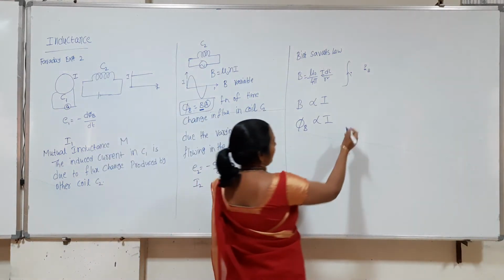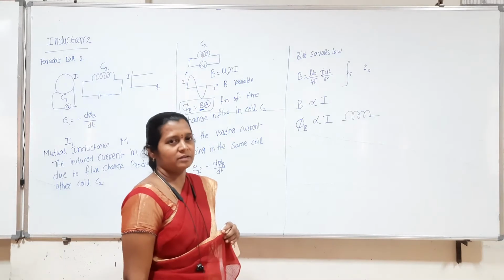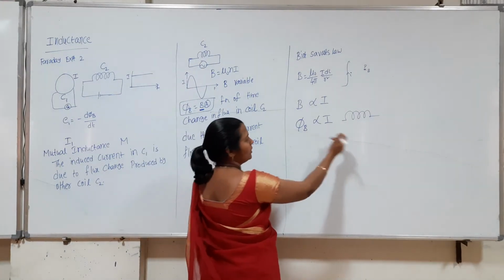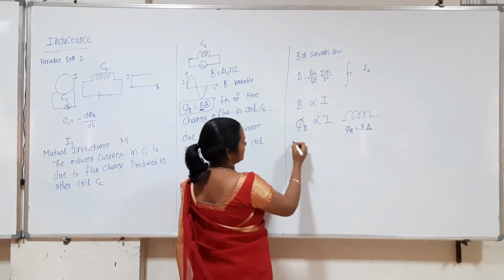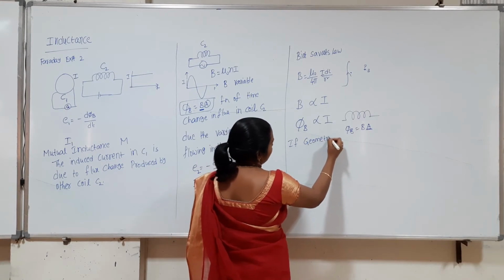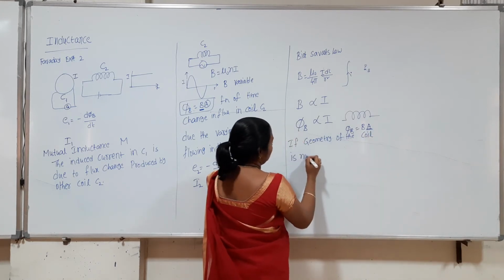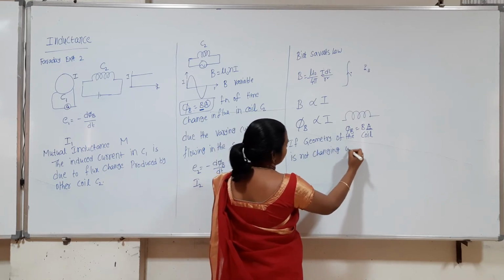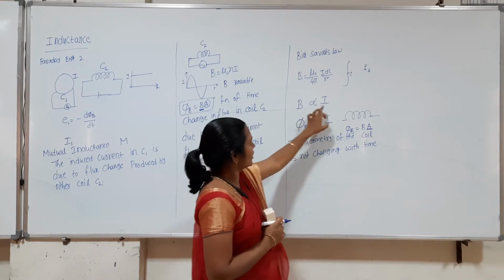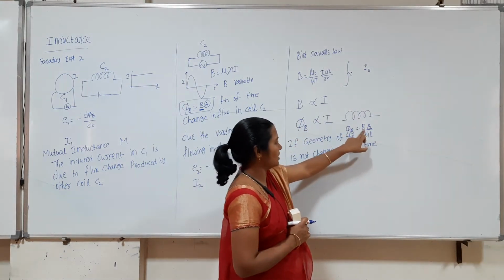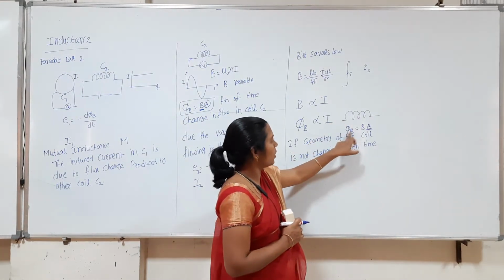Suppose you have a coil whose geometry, whose area, is not changing with time, and current is changing with time. We know that phi B is nothing but B into A. If we keep the geometry of the coil constant, that is, A remains constant, then as B is a function of current, as current changes, B changes. As B changes, the magnetic flux also changes. It means as I changes with time, the flux also changes with time.